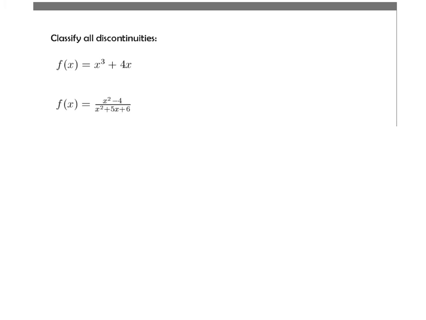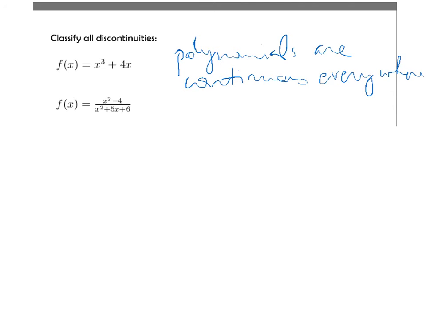Okay, let's take a look at this first one first. f of x equals x cubed plus 4x. That right there is a polynomial, and polynomial functions are continuous on all real numbers. So since polynomials are continuous everywhere, this function here has no discontinuities.